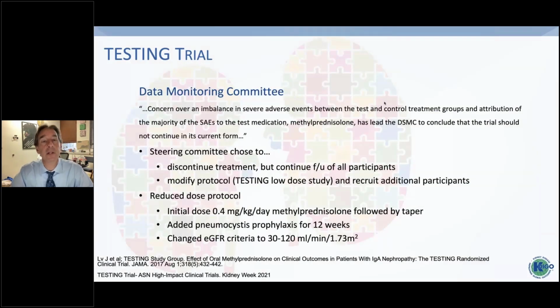So again, the Data Monitoring Committee stopped the study due to the imbalance of severe adverse events, and the steering committee chose to discontinue that treatment, wisely, but to continue the follow-up of those participants, and then to modify the protocol, what we call the TESTING low-dose study, utilizing now an initial dose of 0.4 milligrams per kilogram of methylprednisolone, adding pneumocystis prophylaxis for the first 12 weeks, and including patients with GFRs slightly higher, in the 30 to 120 mL per minute category.